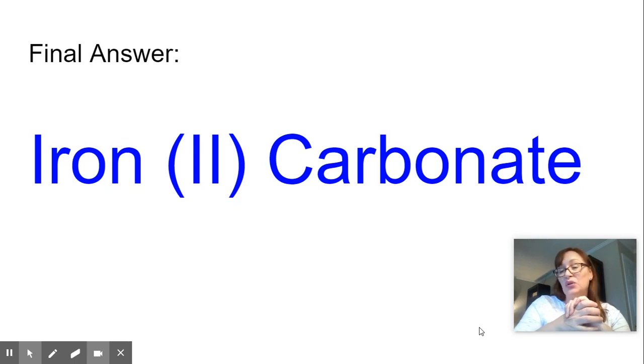And that is how you do nomenclature for ternary or complex ionic compounds when they have a transition or a poor metal in them.